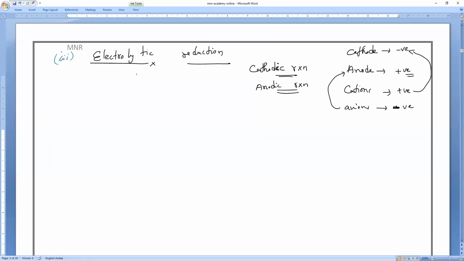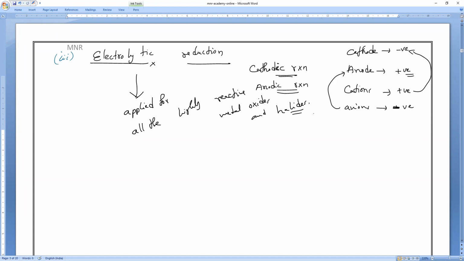So the electrolysis process is applied for what? Everybody? It is applied for all the highly reactive metals, metal oxides as well as halides. Halides means, one example in the tabular column, sodium chloride. Am I right or wrong, guys? Yes, please respond.